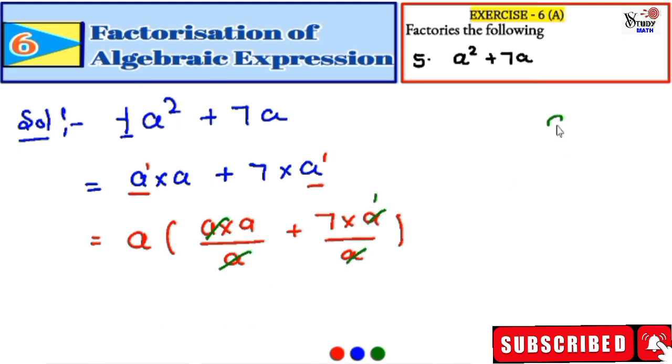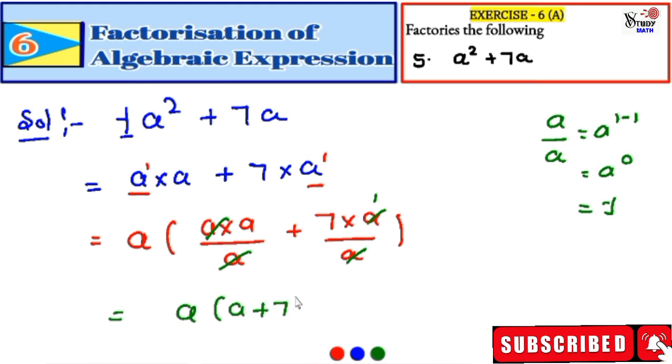And we also know when a divides a, the power is the same, so a to the power 0, and that means 1. This also happens here. So now we have a, small bracket open, a plus 7, and this is the final answer of this problem, my dear students.